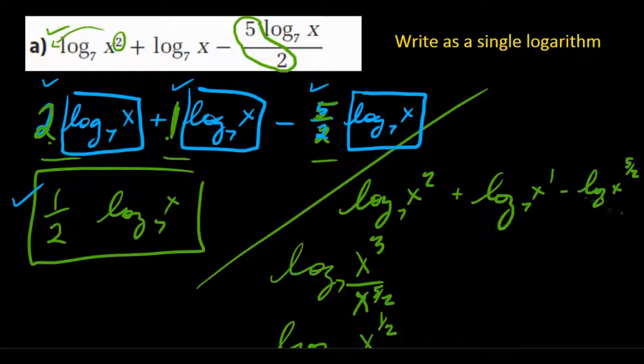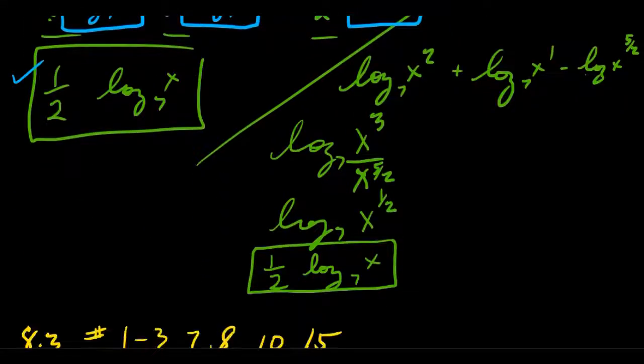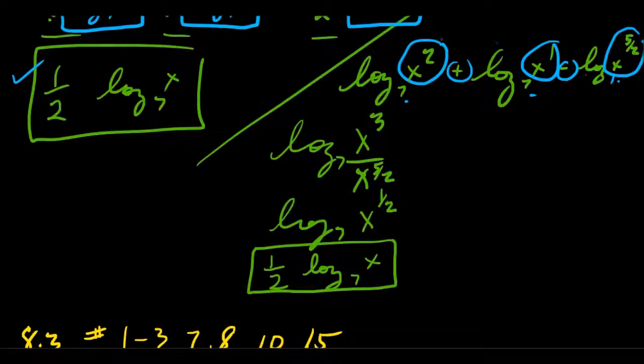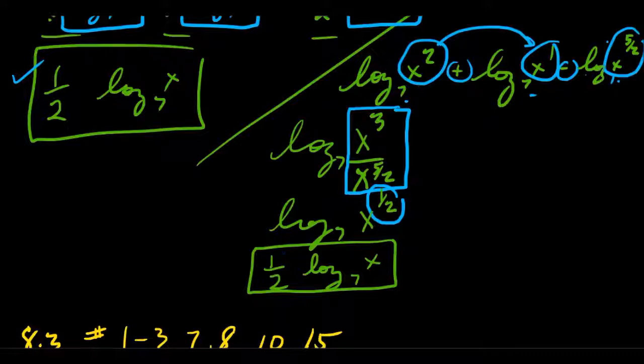That's the easy way. If you didn't see that, then you could use the other laws of logarithms, and you could say, well, I have all the same base, 7 all the way around. I have x squared plus x, and then I have minus x to the 5 over 2. And so this represents a multiplication and then a division. So we can write it as a single logarithm like this. When we simplify that, 3 minus 2.5 is x to the 1/2. Of course, this 1/2 now can be written as a coefficient. Boom, get the same answer.